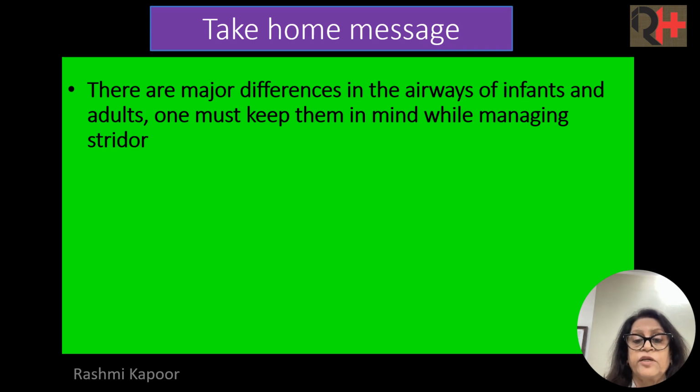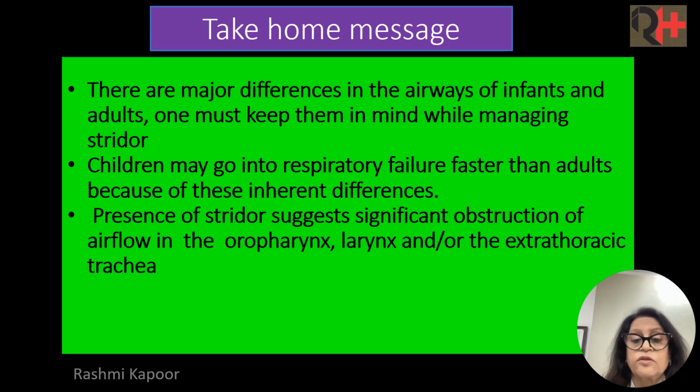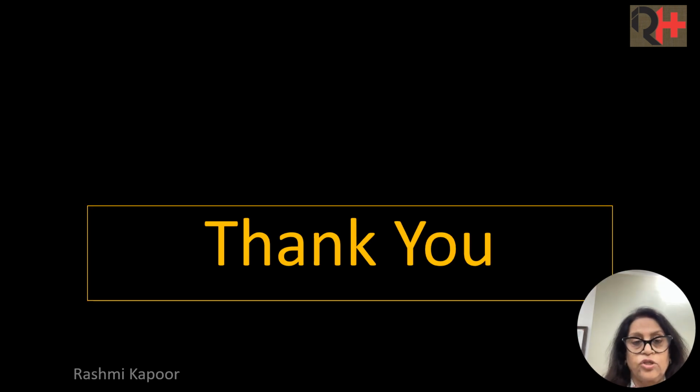So the take-home message for the congenital causes of stridor is that there are major differences in the airways of infants and adults. One must keep these differences in mind while managing stridor. Children may go into respiratory failure faster than adults because of these inherent differences. The presence of stridor suggests significant obstruction of airflow in the oropharynx, larynx, or extrathoracic trachea. So it is a priority to find out the cause of stridor, because even a mild stridor may go up and lead to complete respiratory obstruction. Thank you very much.